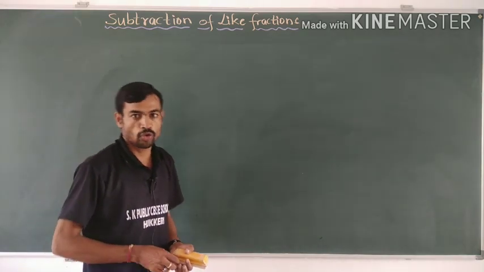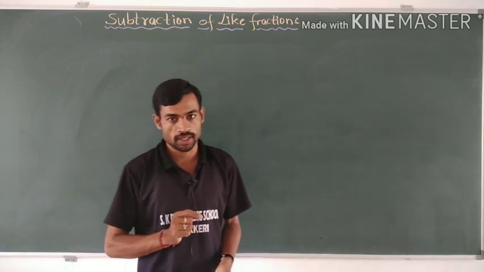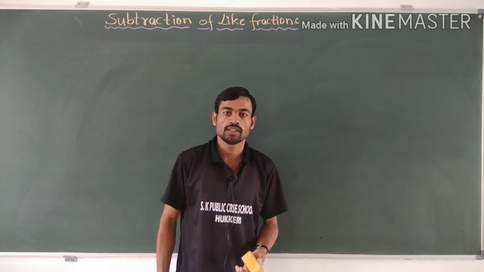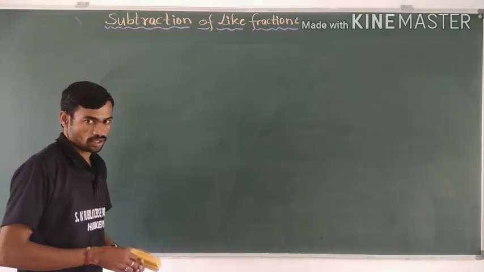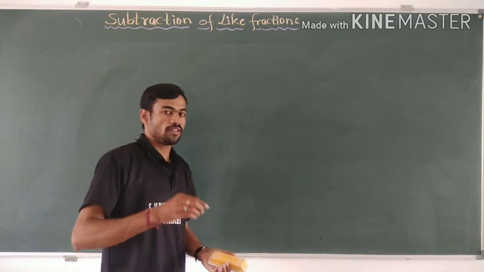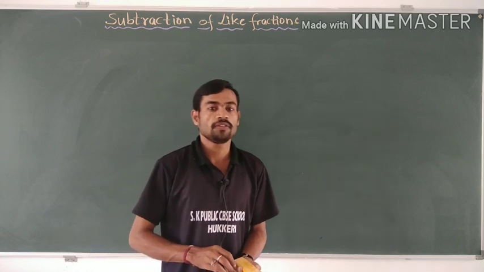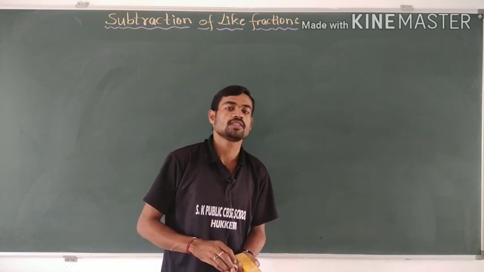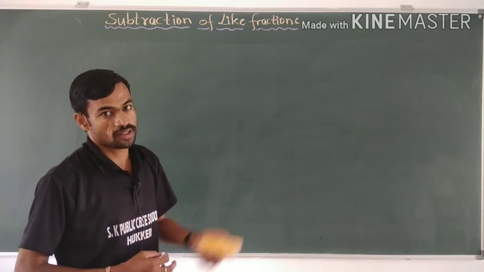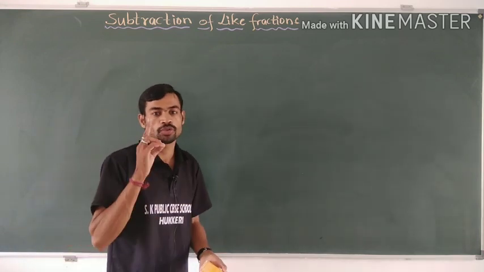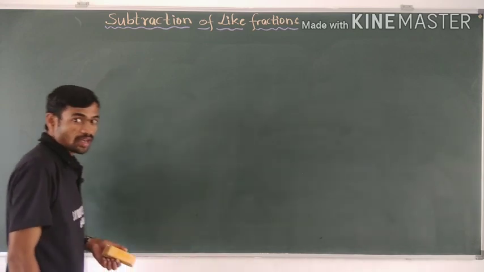Like fractions, we know, all have the same common denominator. Then we can say those fractions are like fractions. Suppose they give two like fractions and ask us to find the difference between the given fractions. How do we find it? For that we have to use one general formula. What is that general formula?